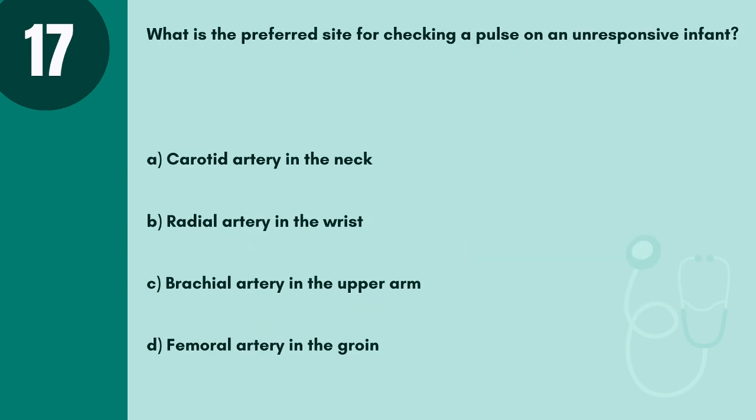Question 17. What is the preferred site for checking a pulse on an unresponsive infant? A. Carotid artery in the neck. B. Radial artery in the wrist. C. Brachial artery in the upper arm. D. Femoral artery in the groin.